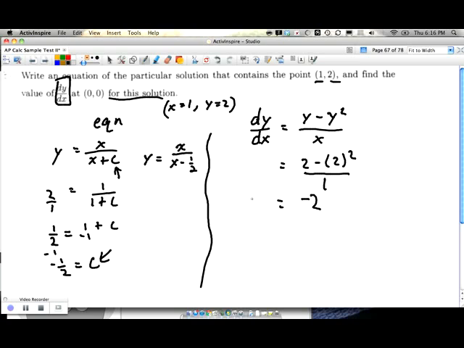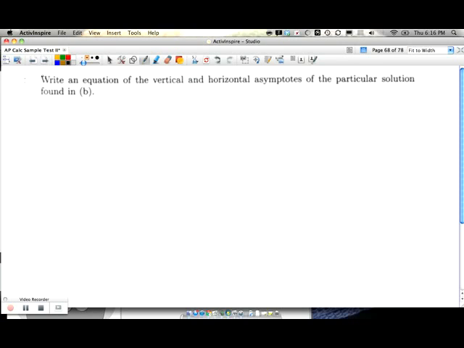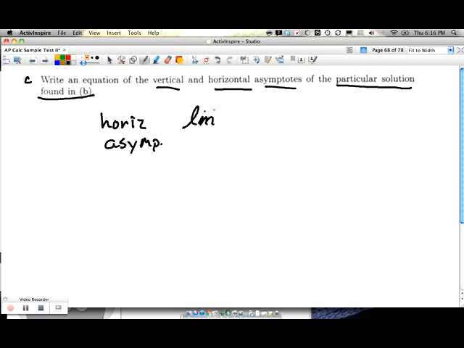That was pretty fast. Part B was easy, way easier than Part A, or at least less work. Part C, write an equation of the vertical and horizontal asymptotes of the particular solution found in B. Well, vertical and horizontal asymptotes are two different things. If we're looking for horizontal asymptotes, that's the limit as x goes to infinity, and also the limit as x goes to negative infinity.